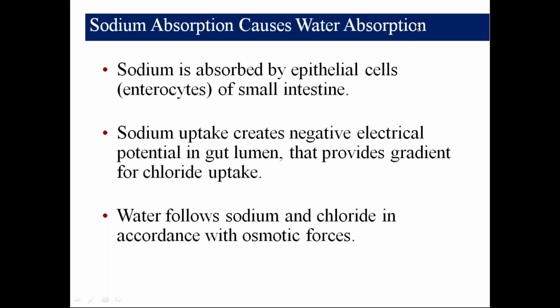Sodium absorption causes water absorption. तो आपने देखा होगा कि जितना भी absorption बताया उसमें mostly it was the sodium which is moving the various nutrient molecules, right? So sodium is absorbed by the epithelial cells. This creates a negative electrical potential which provides gradient for chloride uptake, और क्योंकि ions flow कर रहे हैं तो उसकी isotonicity को maintain करने के लिए water will flow along with it.